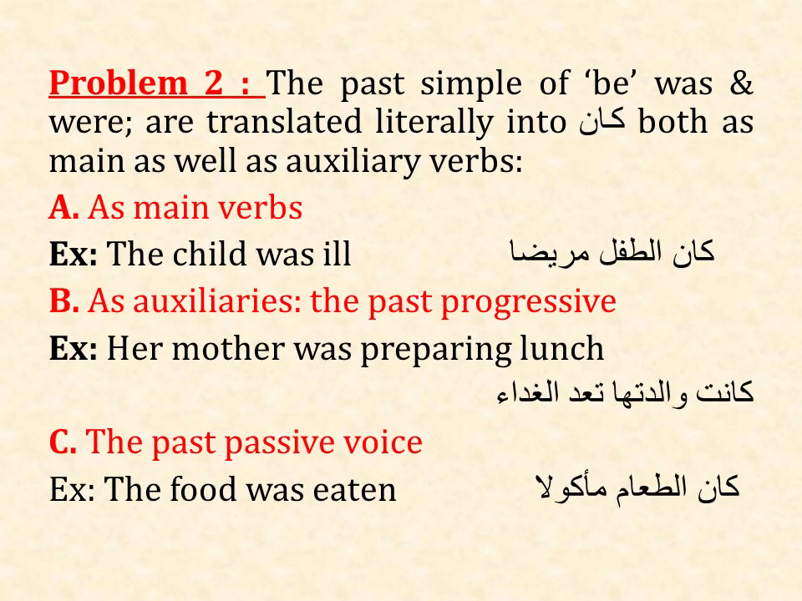Problem 2. The past simple of be, was and were, are translated literally into كان, both as main as well as auxiliary verbs. A. As main verbs, "the child was ill": كان الطفل مريضا. B. As auxiliaries, the past progressive, for example, "her mother was preparing lunch": كانت والدتها تعد الغداء. C. The past passive voice, for example, "the food was eaten": كان الطعام مأكولا. All these translations are wrong or poor, so we need a solution.